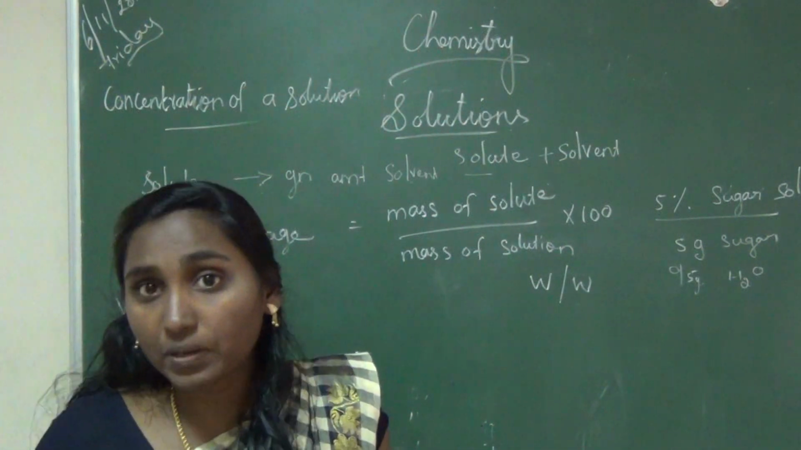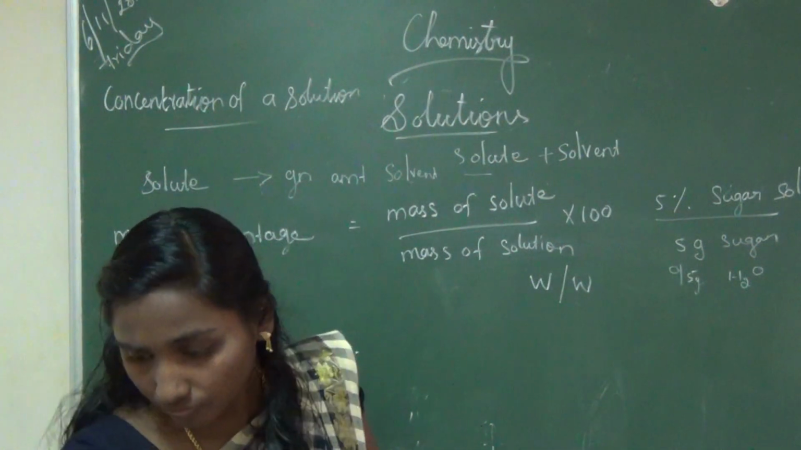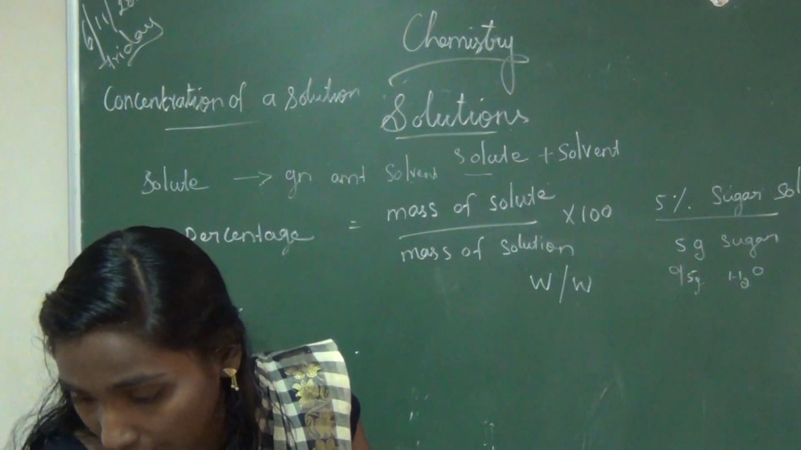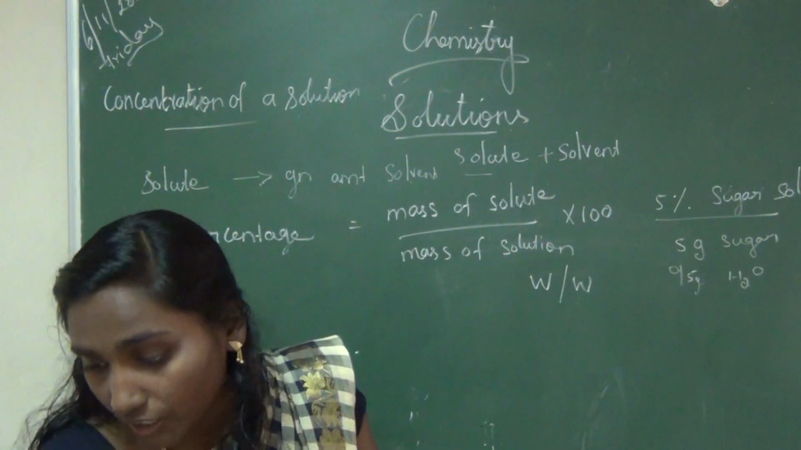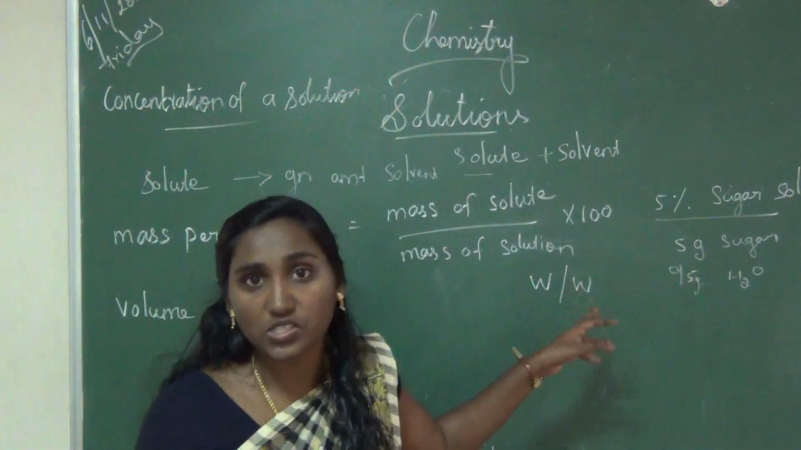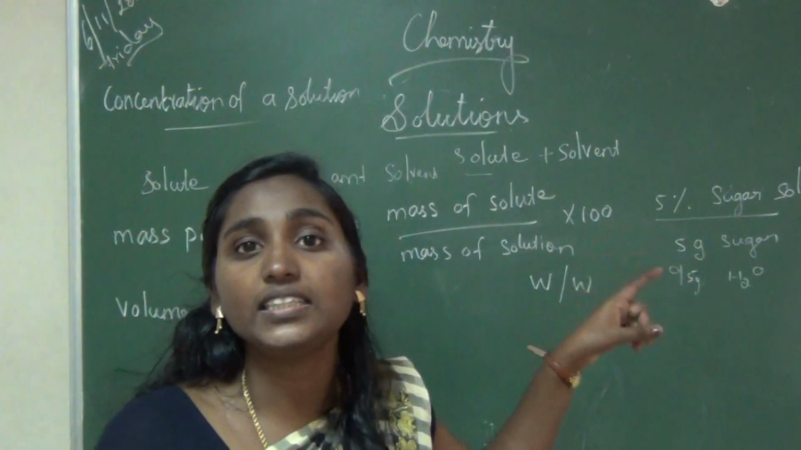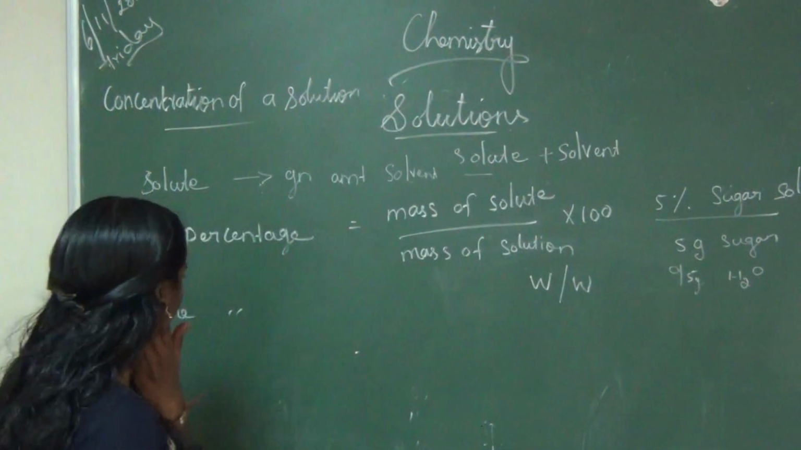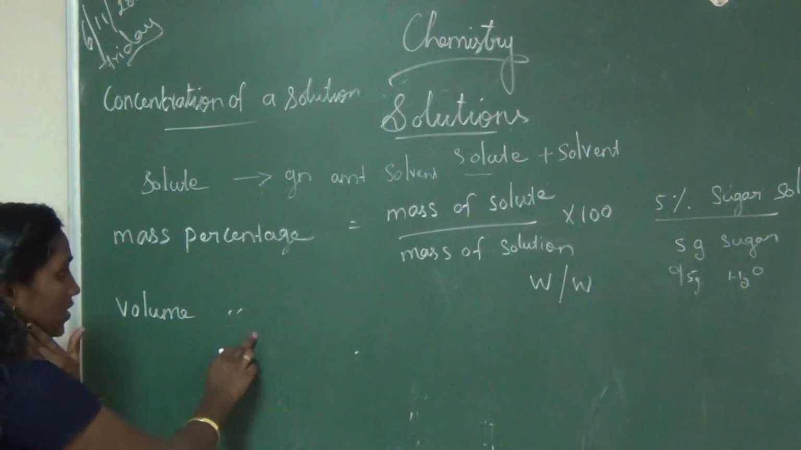This is page number 129, right side, second paragraph. Usually mass percentage is expressed in W by W, that is weight. Mass percentage is independent of temperature. So underline it. Then next we are going to study volume percentage.